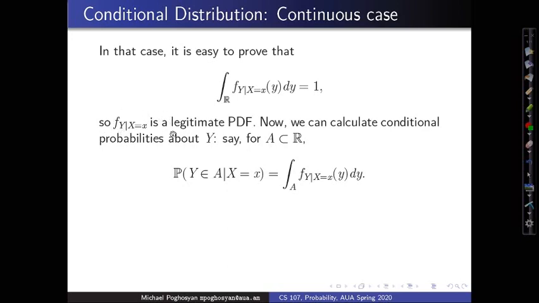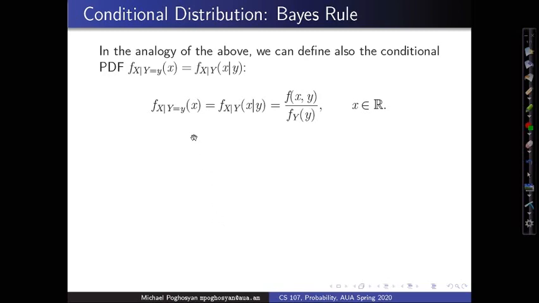Now having that PDF, we can calculate probabilities we want. Say if A is a subset in R, then the probability that y will be in A given that x is equal to x is just the integral of this conditional probability over that A. In the same way, we can define the conditional PDF of x given that y is equal to y. We are just interchanging the places of x and y. So f of x given y at the point x, given y is equal to y, is the joint PDF over the marginal PDF of y for all points where this is non-zero.